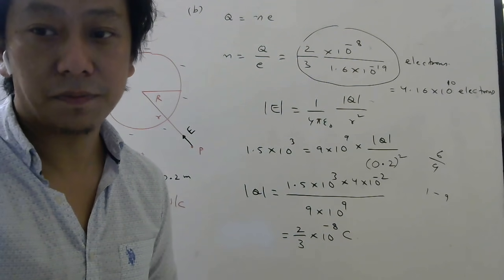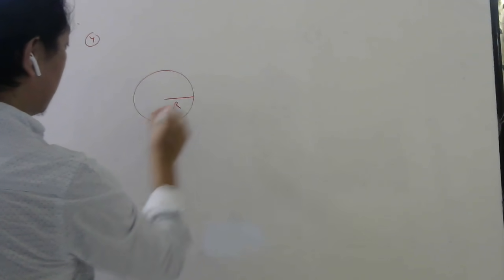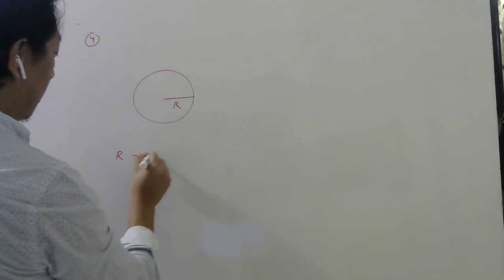Okay, so let us now see question number 4. A spherical conductor of radius 12 centimeter. Again, they are saying conductor. Question number 4 is a spherical conductor. Radius is capital R, which is given as 12 centimeter.